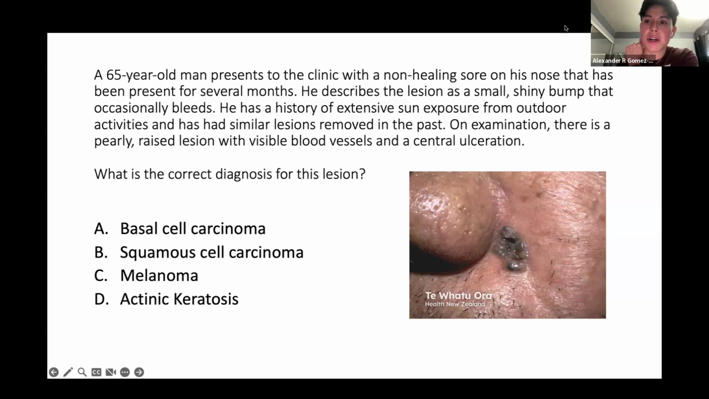And so here we have a couple hints, right? So this is a history of extensive sun exposure. They've had similar lesions in the past. We see visible blood vessels. There's a central ulceration.